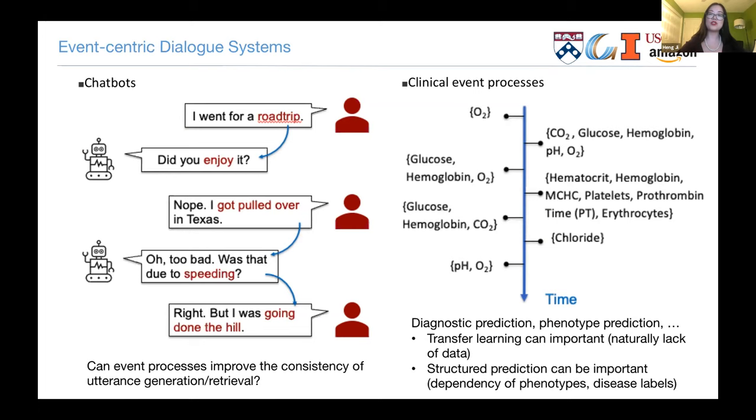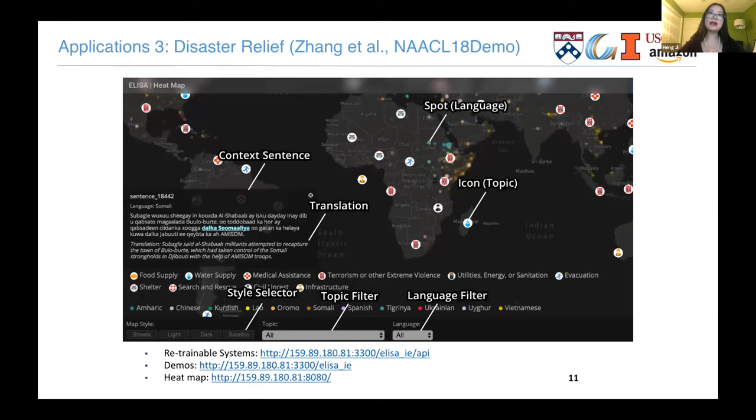So in our current projects, we have applied this to several domains. One of the most successful domains that Dan and I led for 6 years so far is about disaster relief. So we applied our techniques to multilingual. We applied this to 300 languages, and we gather together all these natural disaster events and show them a heat map.